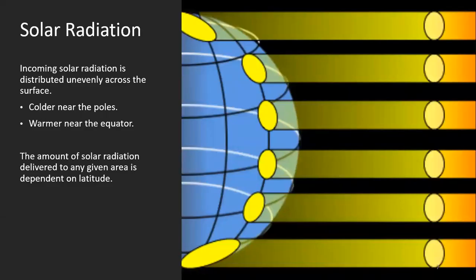Solar radiation. Additionally, since Earth is spherically shaped, incoming solar radiation is distributed unevenly across the surface. This results in colder average temperatures near the poles and warmer average temperatures near the equator. Thus, the amount of solar radiation, or heat, delivered to any given area is dependent on latitude.